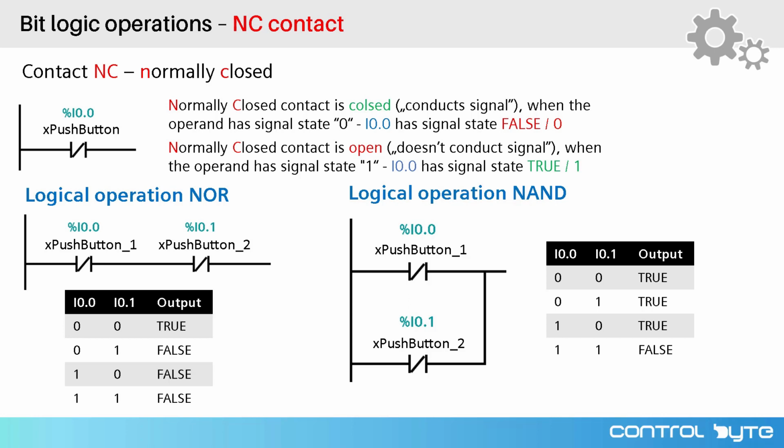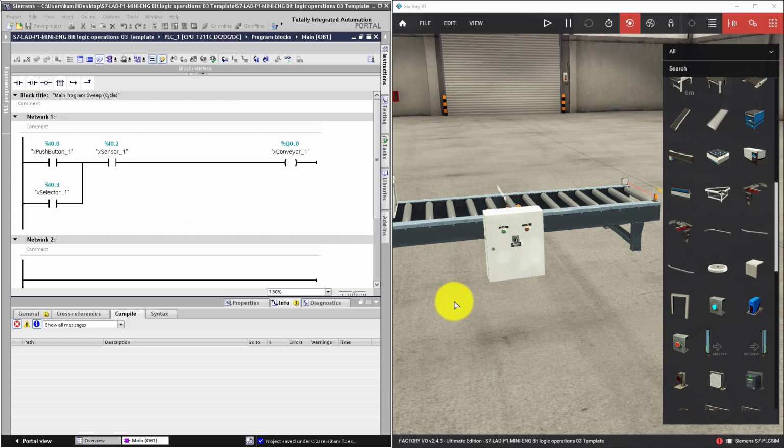Okay, now let's move on to TIA Portal and let's write some code. Now I will show you a practical application of a normally closed contact in your ladder diagram.